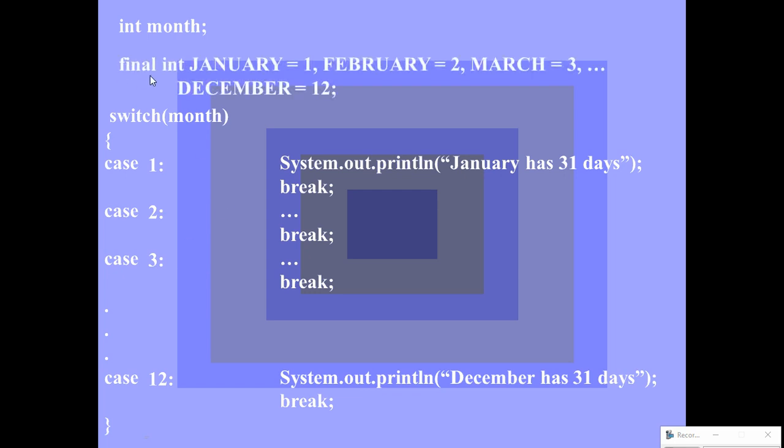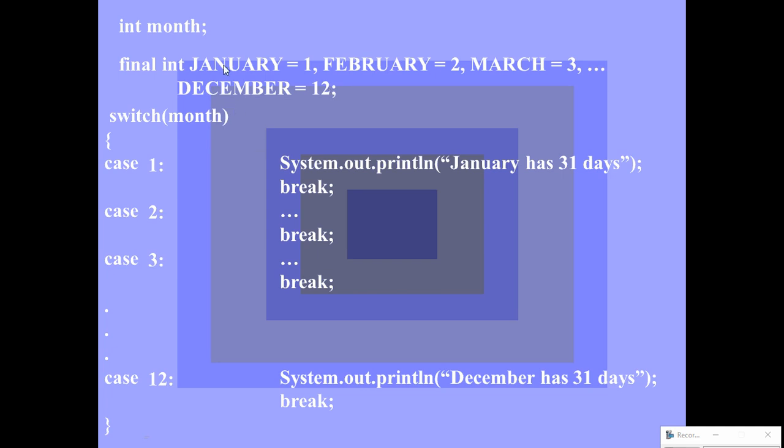Remember how to make a constant? You use that word final. So final int, constants have to be capitalized. So JANUARY, FEBRUARY, MARCH, all the way down to DECEMBER, these are constants that aren't going to change, but each of these words, these months, are variables. JANUARY equals 1, FEBRUARY equals 2, all the way to DECEMBER equals 12.